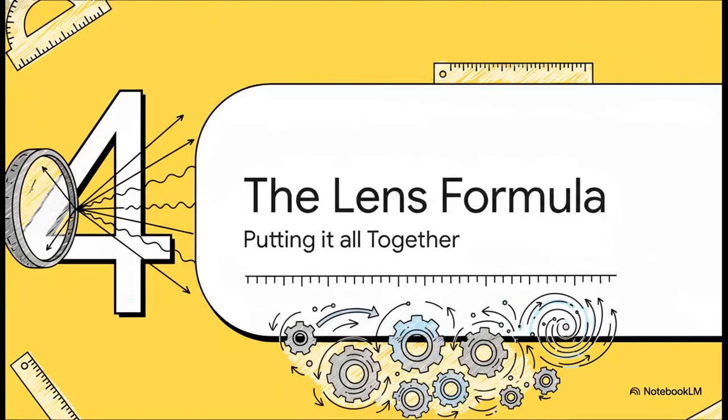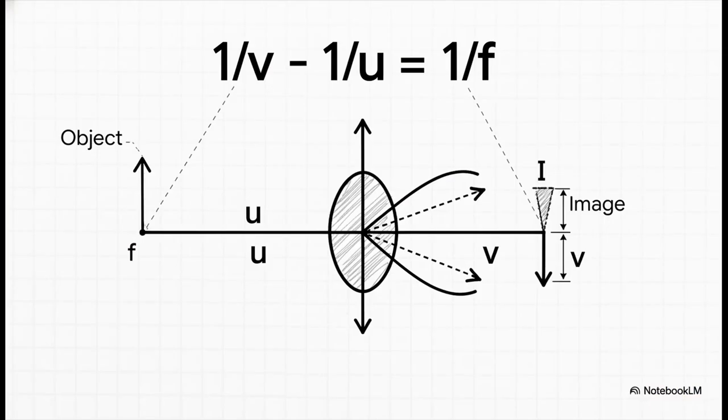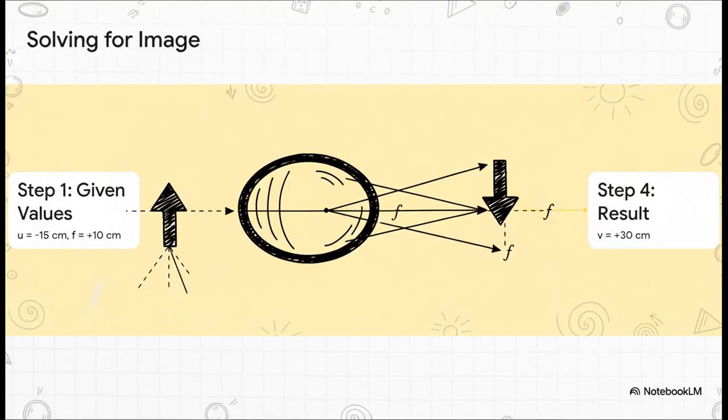Okay, time for the main event. Now that we've got our rules of the road, we can finally unlock the power of the lens formula. This is what connects everything we've talked about. And here it is. This elegant little equation is the lens formula. It perfectly connects the object's distance from the lens, which we call u, the image's distance, v, and the lens's focal length, f. If you know any 2 of these, you can always find the third. This is the engine that tells us exactly where an image is going to form. No guesswork needed.